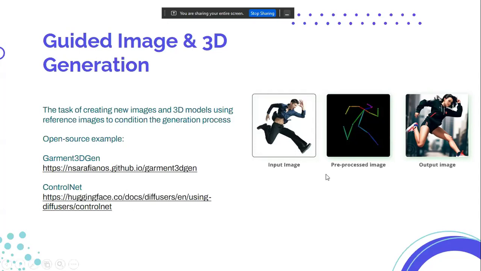For example, this is the input image of a person, and what this model does is preprocess the image using skeleton based pose estimation to grab the pose of this person, and then using this pose estimation, it generates the image based on that prompt. So you can actually guide your image generations using different types of image generation models.